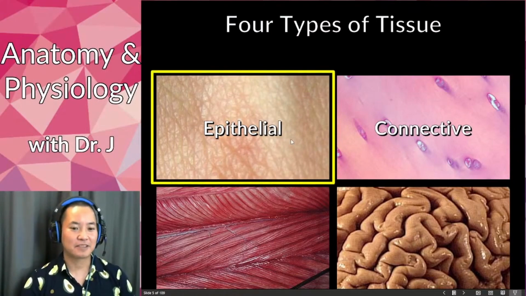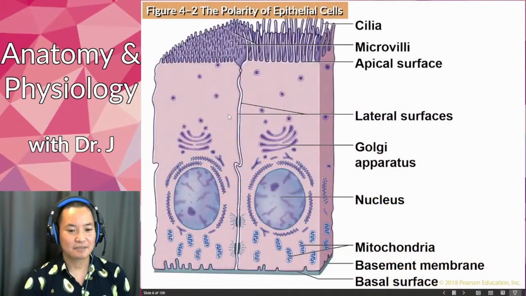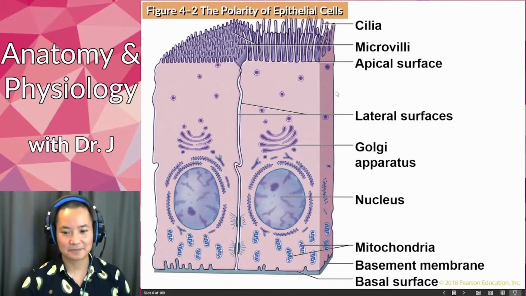So let's start with epithelia. What is epithelia? So epithelial cells, when you think epithelia, the key word I want you to think about is a layer. So epithelial cells form a layer or layers of cells. So here we see a cross section of this right here.